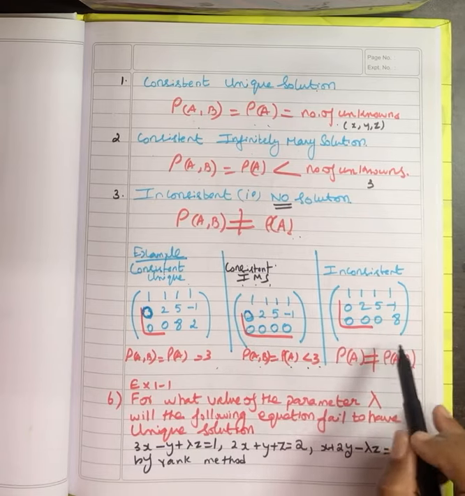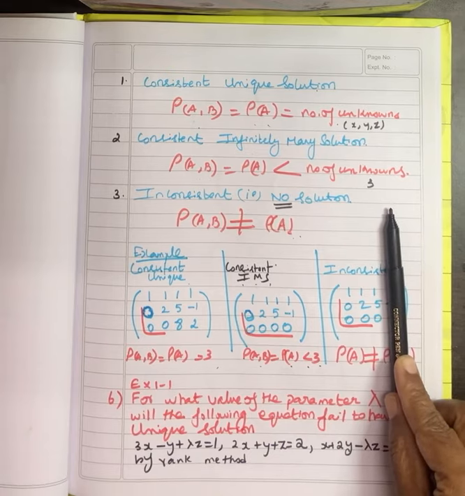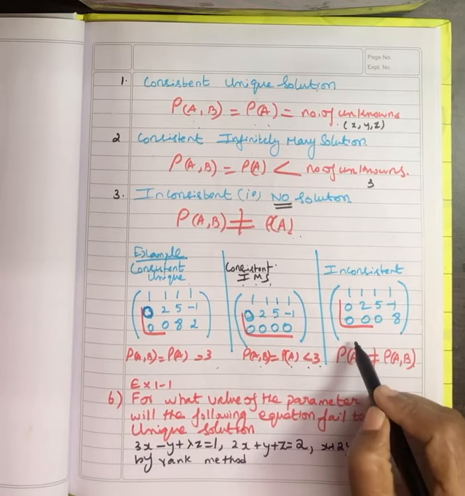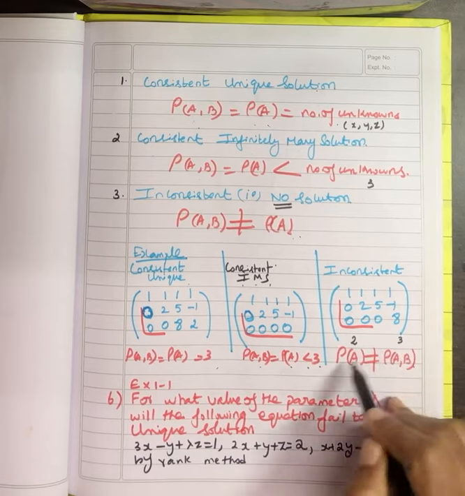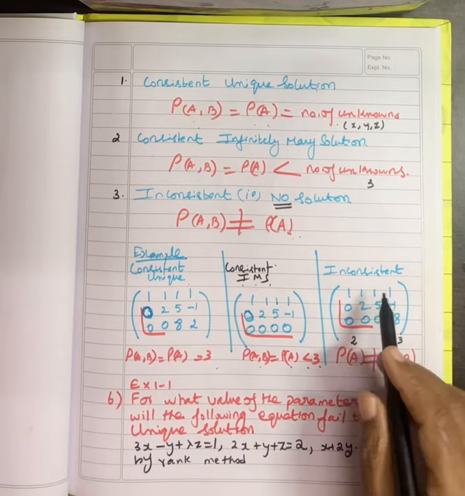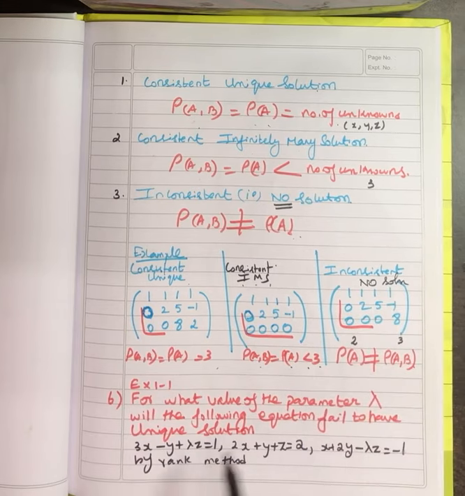Equivalent form. This is A. Rank of A is 2. Rank of AB is 3. Not equal. So no solution. Okay, now we go for the next sum.